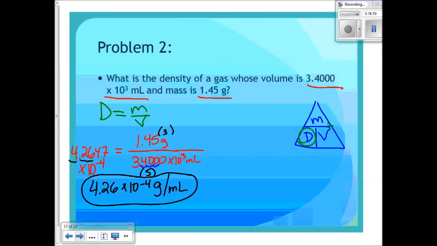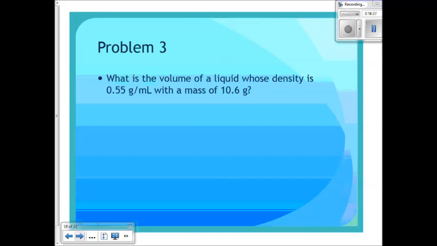So our last problem, what do you think is going to be the missing variable this time? Volume. That's the only one we haven't done yet. So we're going to do the volume one. So we're missing volume. That means we need to take the mass and divide it by the density.